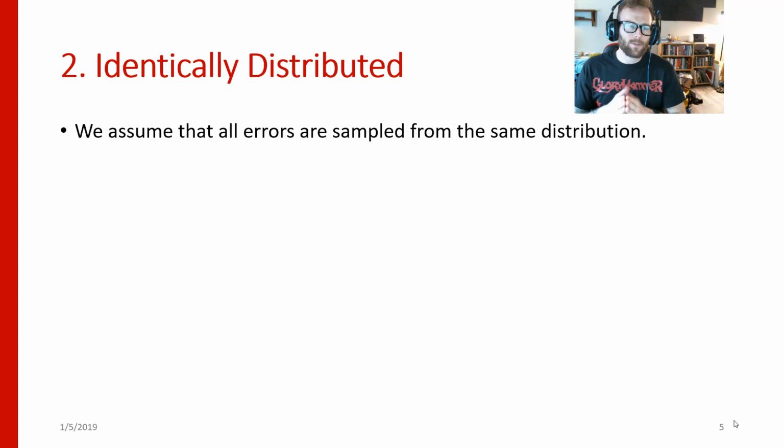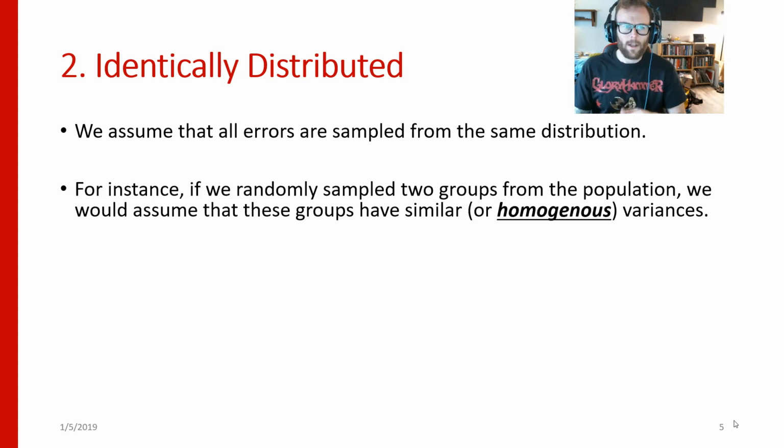Secondly, we also make an assumption that our data are identically distributed. Or sorry, not our data, our errors are identically distributed. That is, we assume that all errors are sampled from the same distribution. So for instance, if we randomly sample two groups from the population, say I take a sample of college students at my university and then I sample them again, we would assume that these groups are going to have similar, or what we might call homogeneous variances. So if I'm measuring people on their heights, the spread of the heights should be roughly the same in the two different groups.